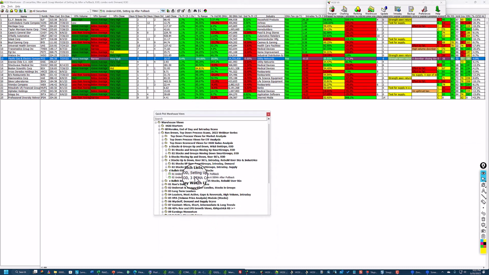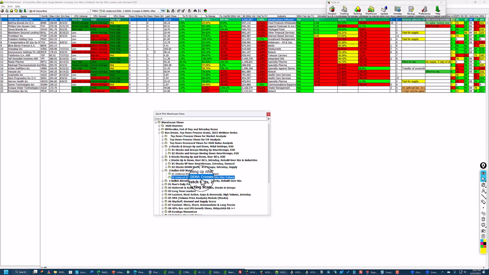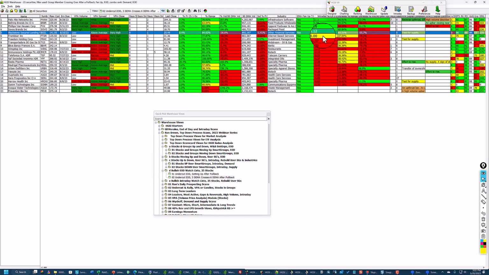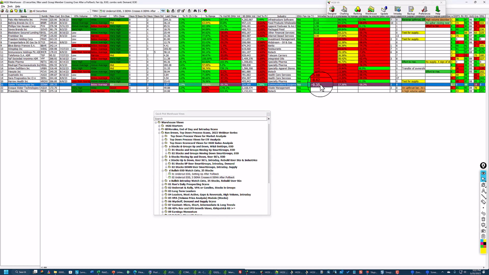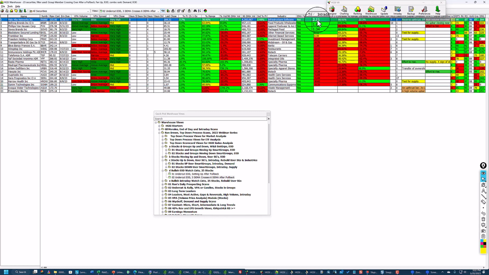Okay, this is end of day. The 3 crossed the 6. You can see looking down this column that these crossed yesterday. Which of them followed through today? Well, these that are green followed through today. The other ones failed. This one failed by 10%.